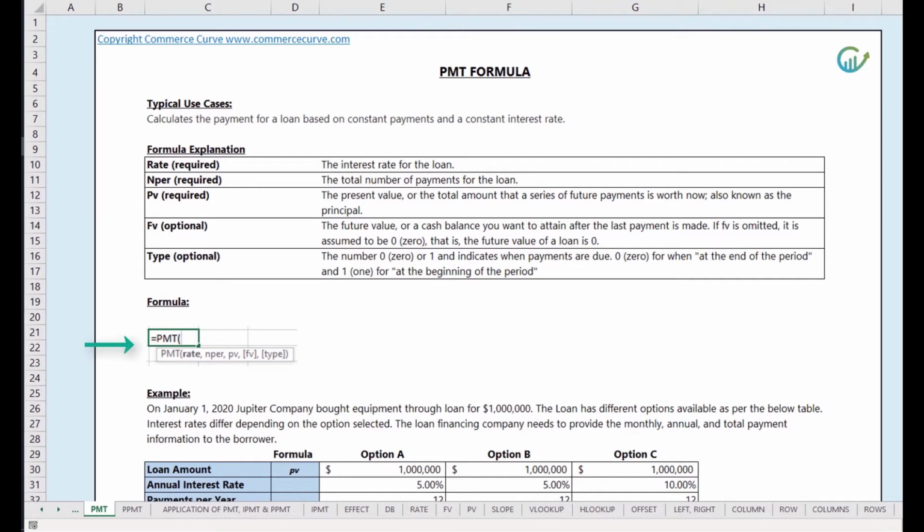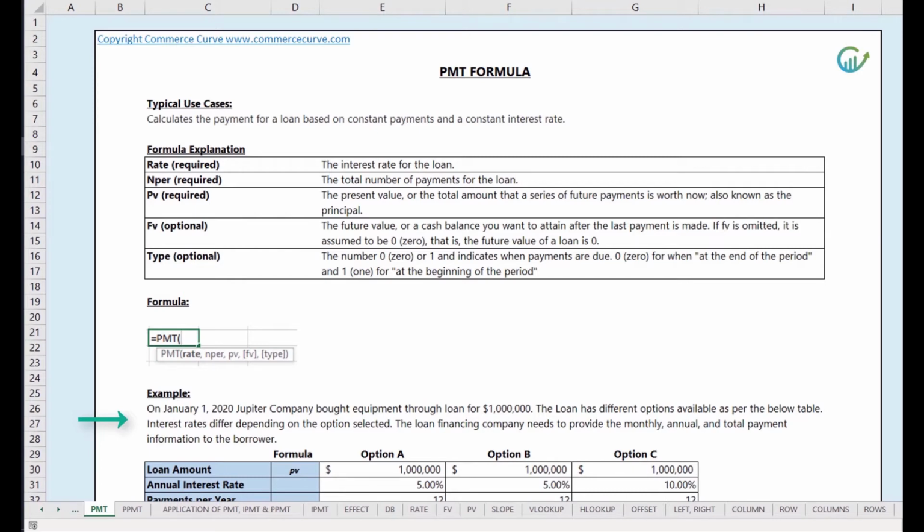Let's take a look at the formula and how it's structured. The first part of the formula is comprised of the rate, and then it's separated with a comma, and you have Nper, so the number of payment periods. Then there's the present value, and then the future value, and then the type. Let's go through the payment formula in detail through an example.